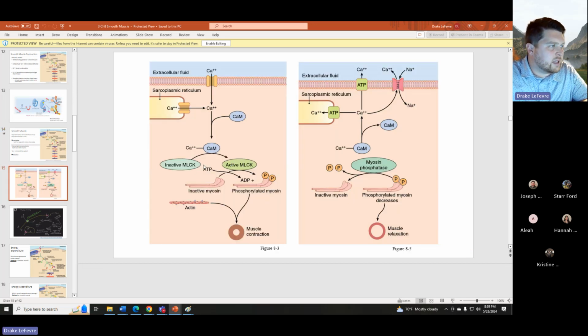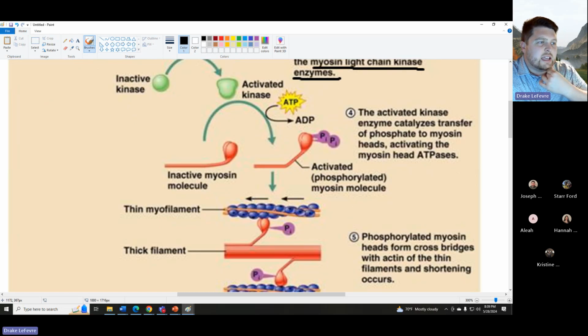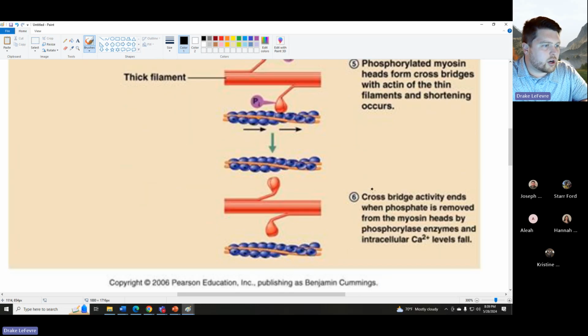The myosin light chain kinase gets activated by that calmodulin. That activates the myosin light chain kinase enzymes, which catalyzes the transfer of phosphate to the myosin heads. The breakdown of ATP activates the myosin heads, and those form cross bridges with actin and the thin filament, and then the shortening occurs.